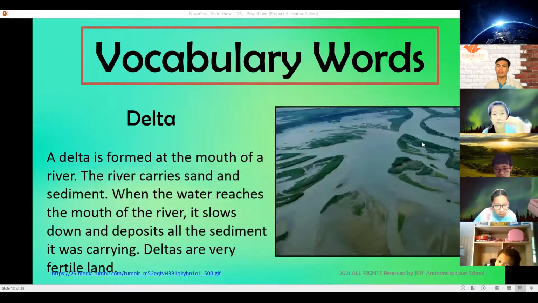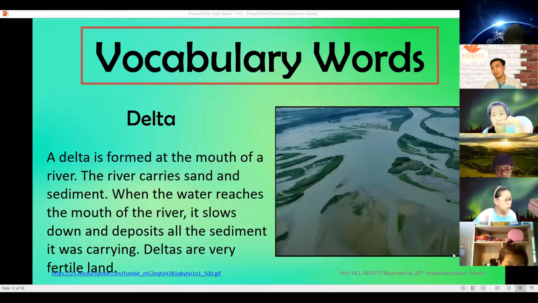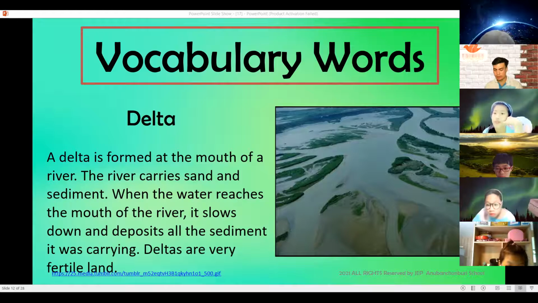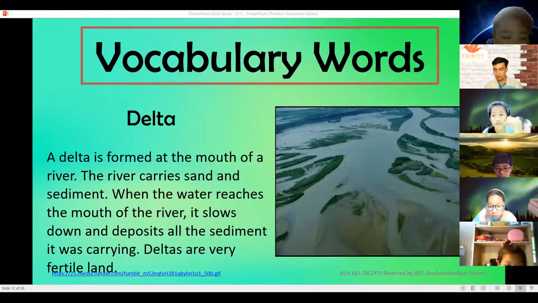Let's proceed to the word delta. I will ask Natchanan to read. Delta, go ahead. Number 8, Natchanan. A delta is formed at the mouth of a river.